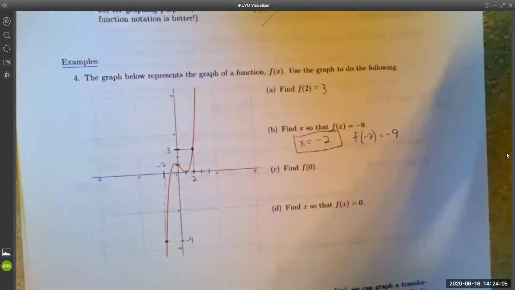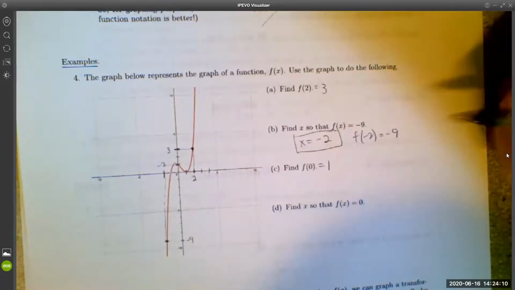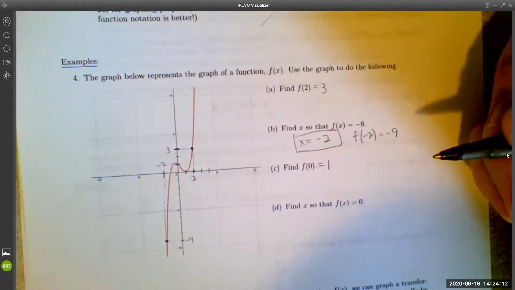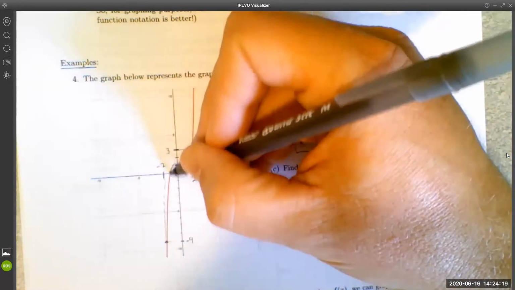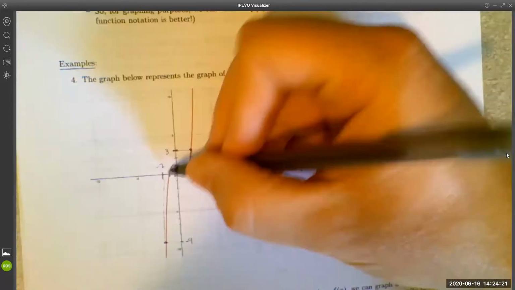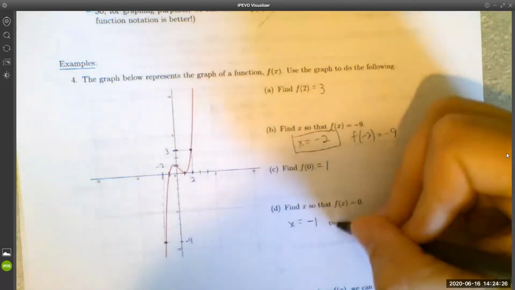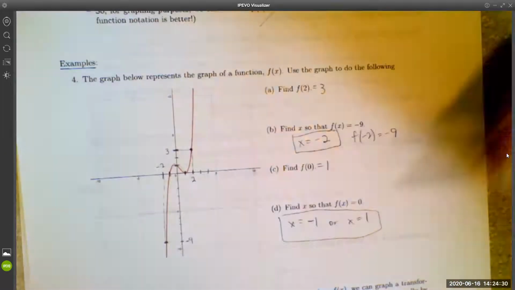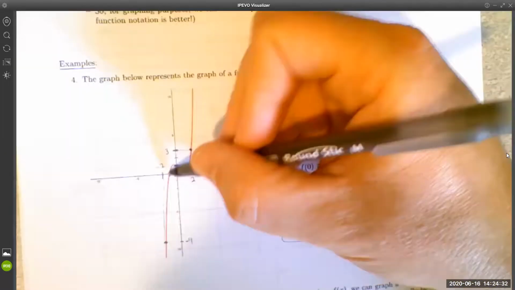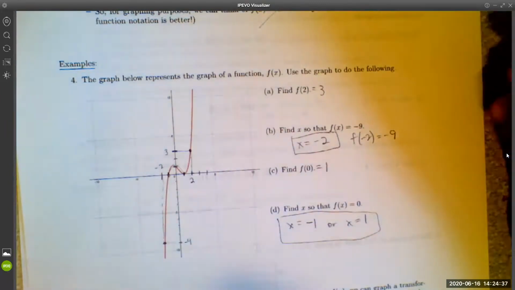Okay, here are my solutions. I say f of 0 equals 1. And when it says find x so that f of x equals 0, I think you have two solutions there. On the one hand, the output value is 0 whenever x is -1. And on the other hand, the output value is 0 again whenever x is +1. So I think you get two solutions. Those -1 and +1 both give you output values of 0, right? Okay.